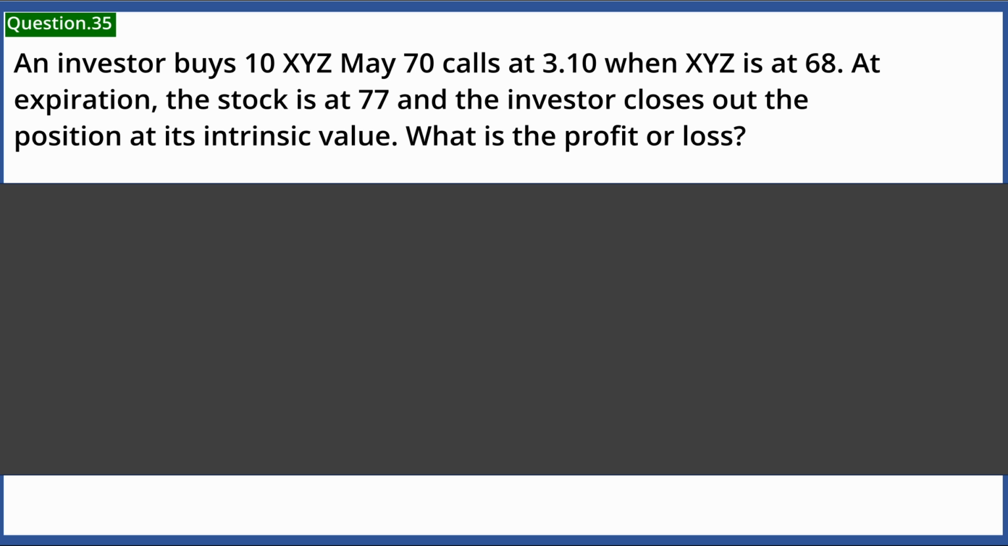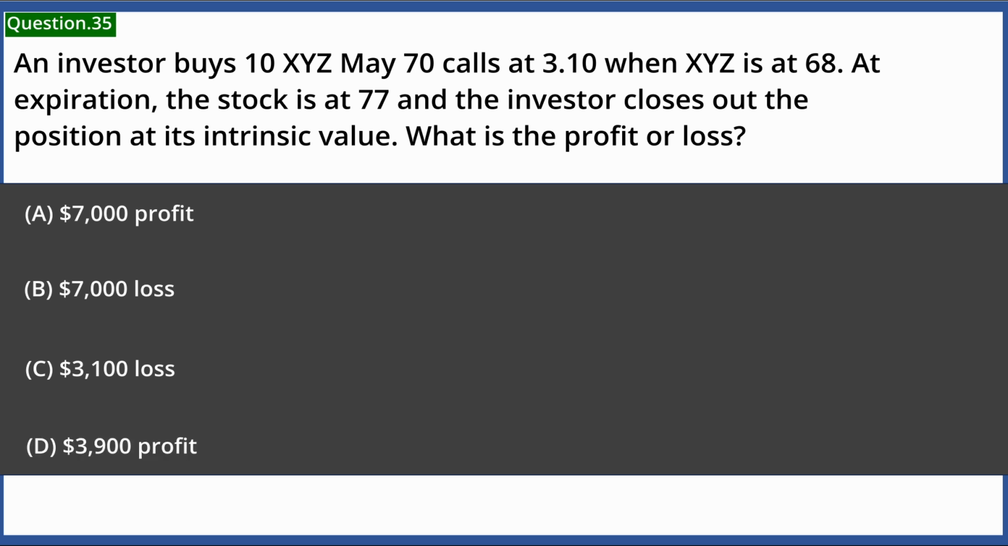An investor buys 10 XYZ May 70 calls at 3.10 when XYZ is at 68. At expiration, the stock is at 77 and the investor closes out the position at its intrinsic value. What is the profit or loss? A. $7,000 profit. B. $7,000 loss. C. $3,100 loss. D. $3,900 profit. Answer: D. $3,900 profit.